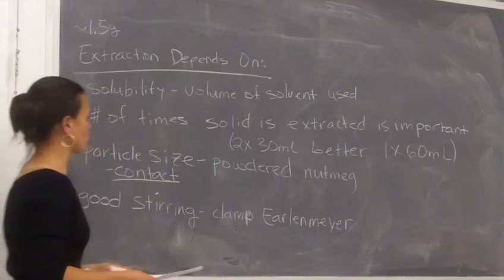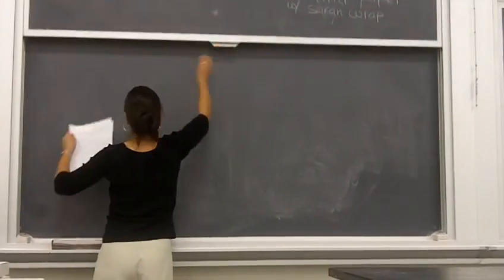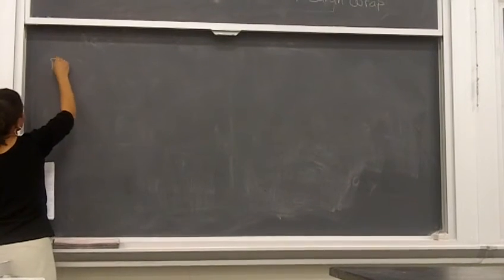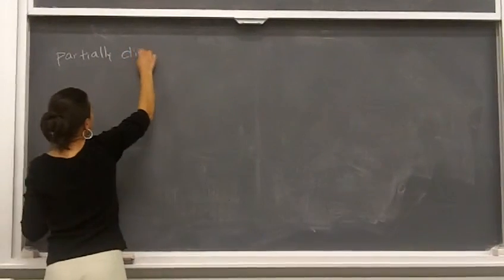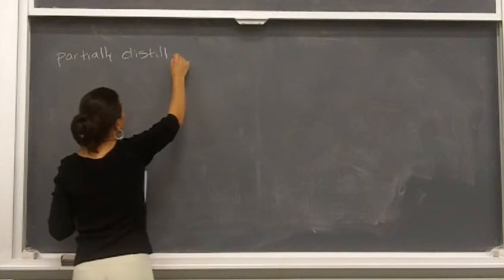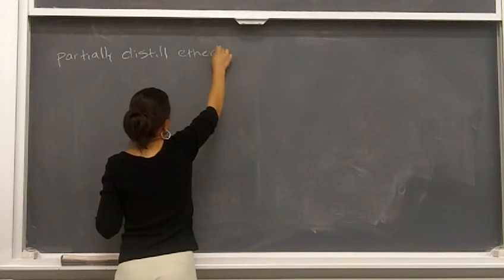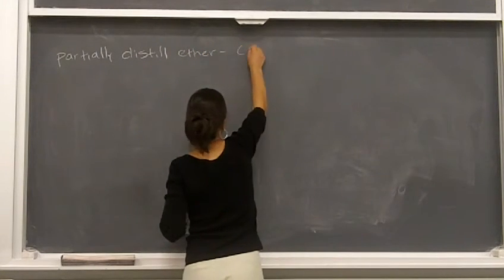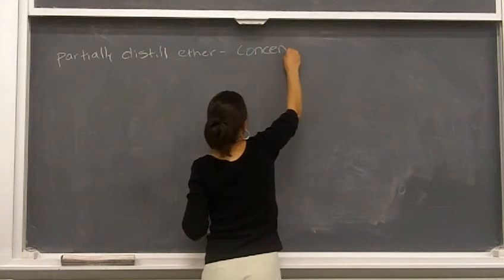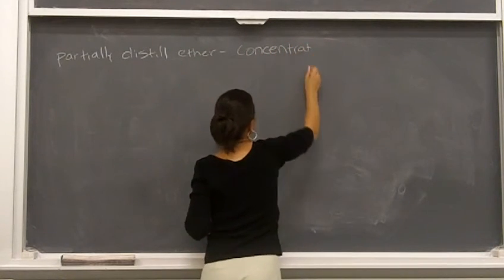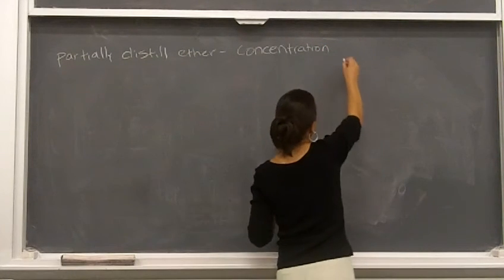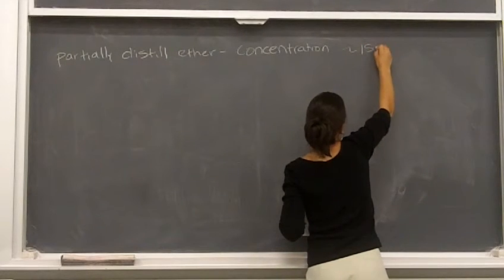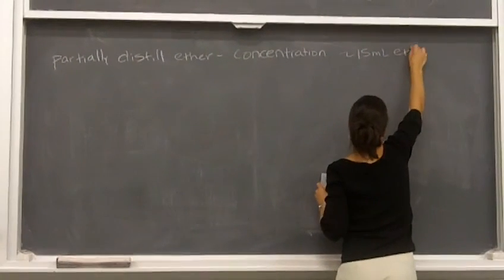So once we go through this extraction, then what we're going to do is partially distill the ether, okay, using simple distillation. Well, this partial distillation is what's called a concentration. We're not going to remove absolutely all of the ether, but we're going to remove part of it, okay? And we're going to get down to about 15 milliliters of ether, okay?